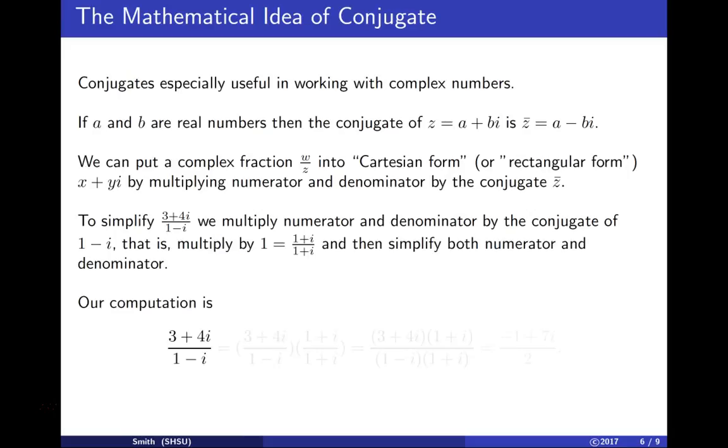So our work will look like this: 3 plus 4i divided by 1 minus i, multiplying the numerator and denominator by the conjugate. The numerator will be 3 plus 4i times 1 plus i. The denominator will be 1 minus i times 1 plus i. Because of this difference of squares formula, the denominator now simplifies to 2. Meanwhile, I work out the numerator with a little bit of algebra. It's minus 1 plus 7i, and there's my answer.